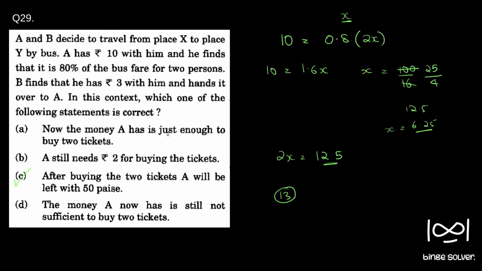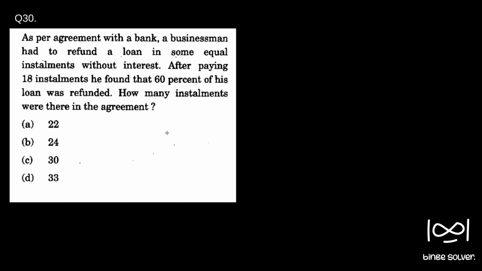Moving on to the next question. Question 30. As per the agreement with the bank, a businessman had to refund a loan in some equal installments without interest. So without interest only. After paying 18 installments, he found that 60% of his loan was refunded. How many installments were there in the agreement? So this is a fairly simple question.